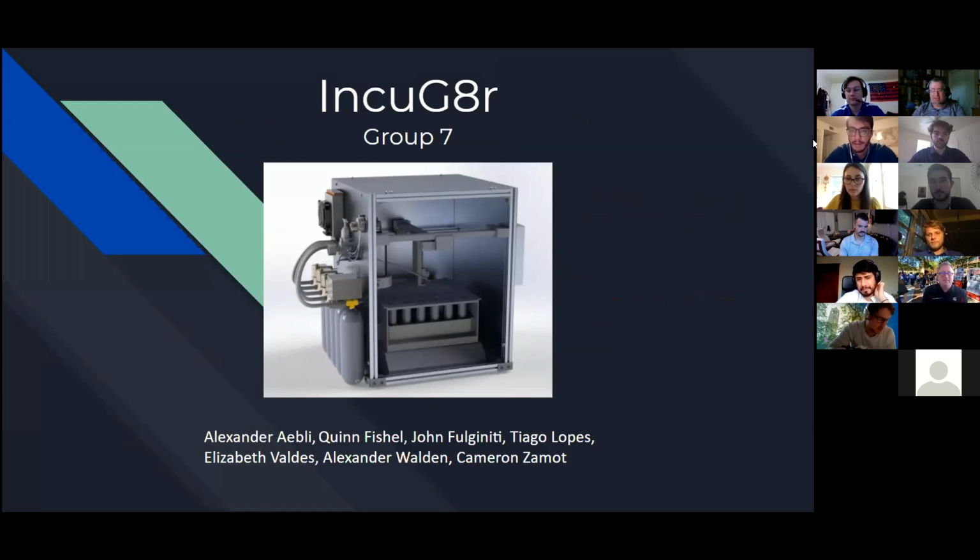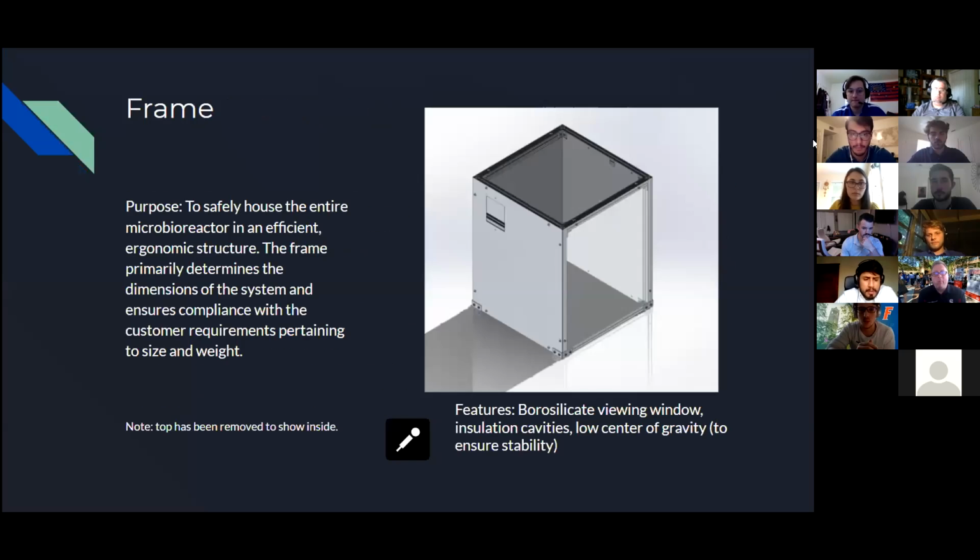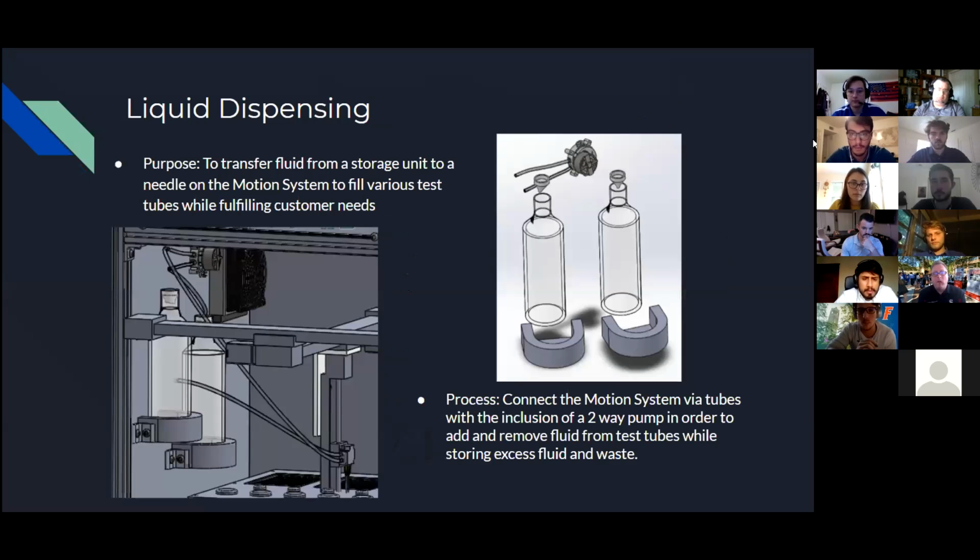I had two questions for you guys. Overall, great presentation. Really enjoyed it. I had a question with the liquid dispensing department. You guys had the bottles on the side of the wall there. What was your reasoning in putting them there instead of maybe putting them outside?